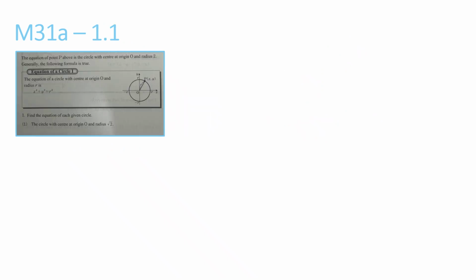It's even given us a formula here, which is x squared plus y squared equals r squared. So this is a general formula for a circle with radius, with origin 0, 0. So that's when its center point is in the middle of the graph, as you can see in the picture here. It's asking us find the equation of each given circle. The circle with center at origin O, so that's the important part, that means we use this formula here, and radius square root of 2.